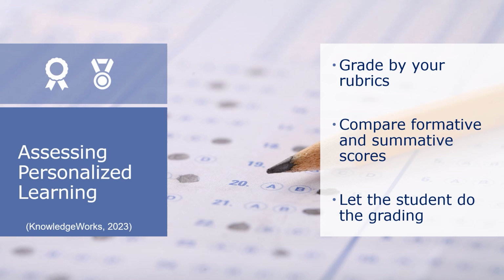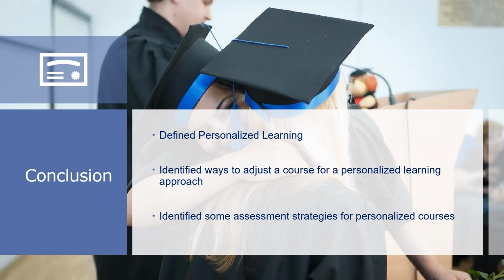A third strategy is to allow students to grade their own work using rubrics or checklists. Ask students to create a case for their final grade by reflecting on what they've learned, what they've demonstrated mastery in, and how they've participated throughout the course.